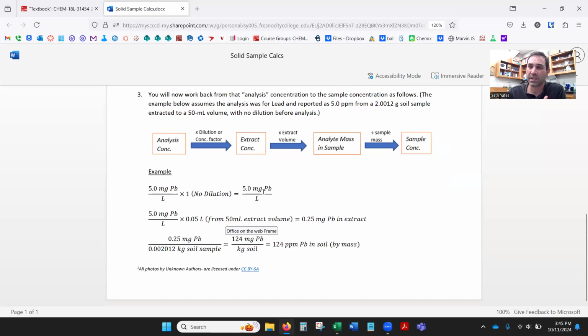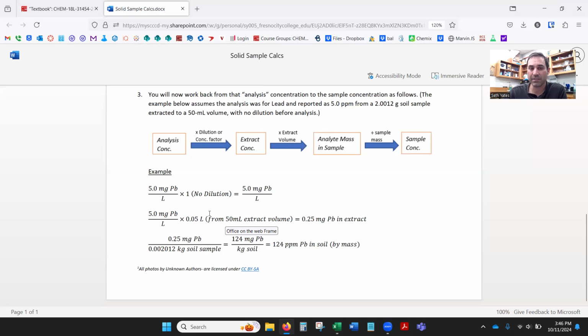And I've shown you one example of how this could work out. I'm imagining the thing you analyzed, after you ran it through the calibration curve, you got back that it was 5 milligrams per liter, 5 parts per million of lead. First thing you do is multiply it by a dilution factor. If you didn't perform any other dilutions, it's just times 1. You get the same thing, 5 milligrams per liter. Then if you take that milligrams per liter and you assume that this was extracted into a 50 milliliter volume, which is something that could easily be done, then 50 milliliters is 0.05 liters.